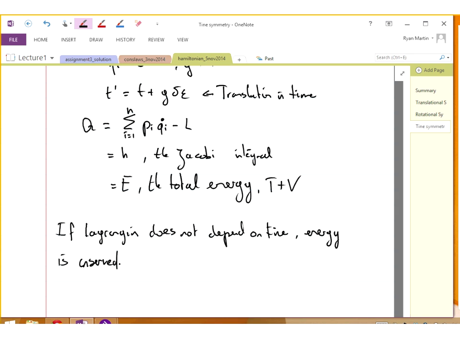Energy is conserved. And so again, this makes physical sense, right? As usual, think of the example where gravity changes with time. So if the force of gravity changes with time, then time appears explicitly in the Lagrangian, because you have to know what time it is to calculate the potential. In that case, of course, energy is not going to be conserved. Okay, so any questions about that?